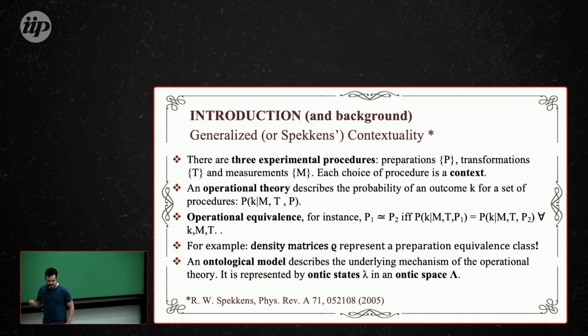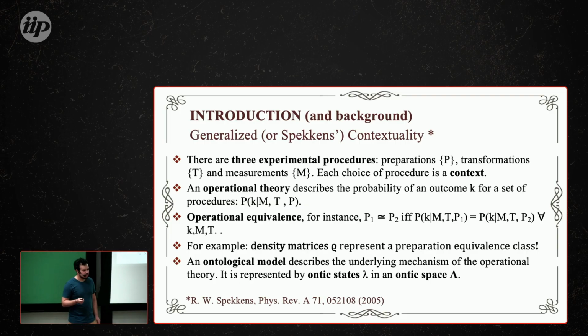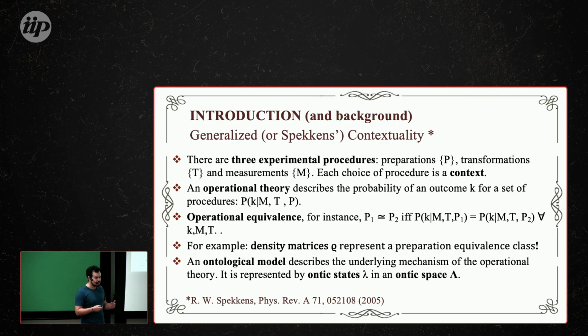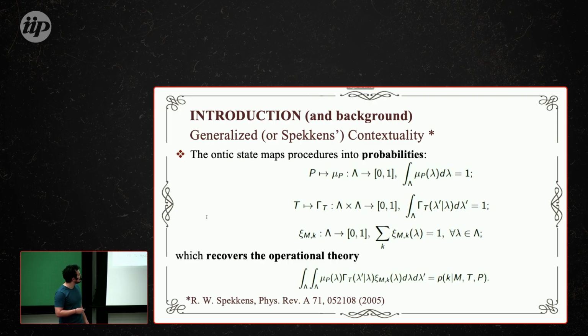And another definition is that an ontological model is something that describes the underlying state of our physical system, that can describe the statistics that we see in an operational theory. So an underlying model could be some ontological model, some hidden variables model that respects the statistics of quantum mechanics, where we are considering quantum mechanics as the operational theory.